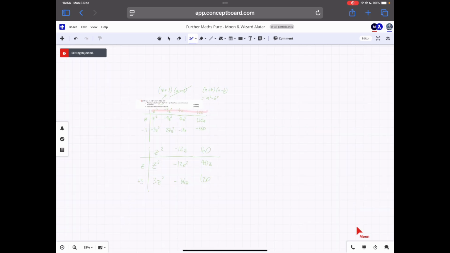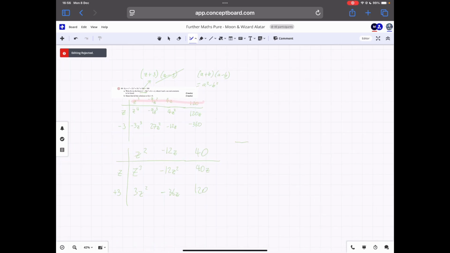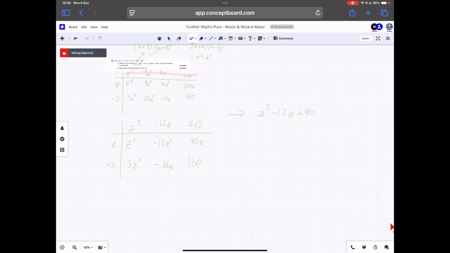So we therefore know that the final answer for this should be x squared minus 12x. X squared minus 12z, whoops, of course, I've muddled up the signs again. Z squared minus 12z add 40. Apologies. Always make sure what sign is inside.